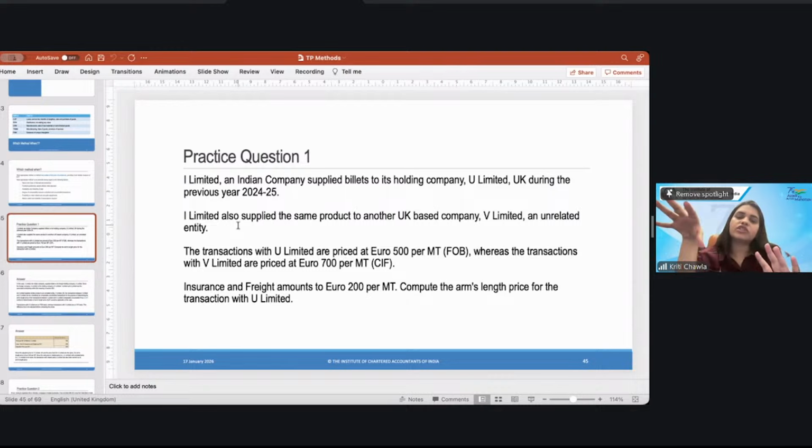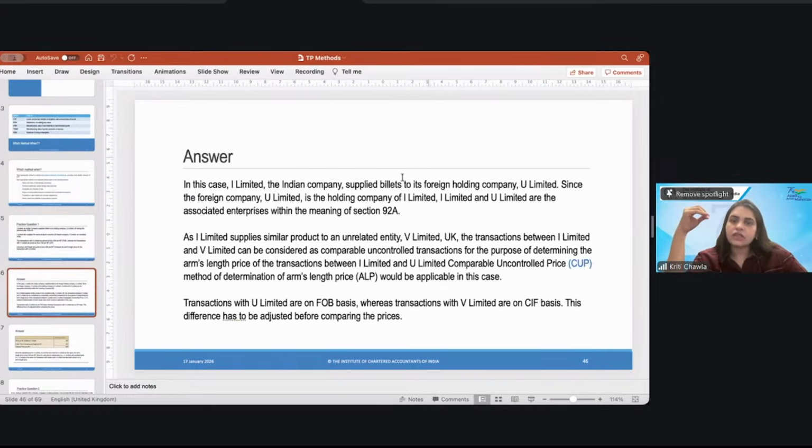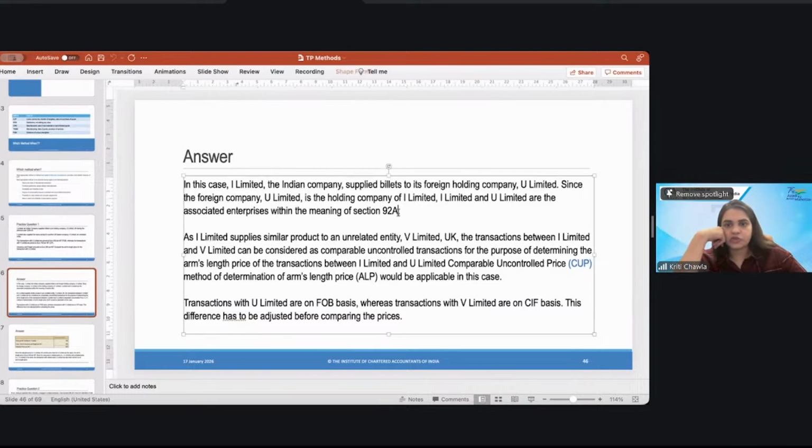when you get this kind of question, it's always essential to start by assuming that if this is an Indian company and it's supplying billets to its holding company, these two are associated entities by virtue of Section 92A. I will display the answer, but this is what is expected of you: to say that these two are associated entities with respect to Section 92A. So this is what you have to mention for the purposes of answering this particular question.